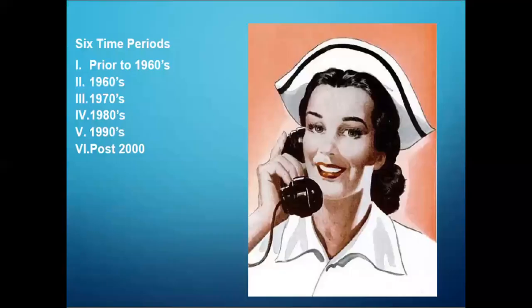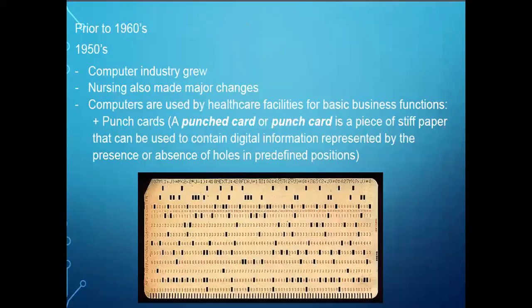So, we have here the six time periods. Prior to the 1960s, the computer grew as an industry. Also, the electronic health record grew during this time. Nursing also made major changes. Computers are used by healthcare facilities for basic business functions, such as the punch cards.